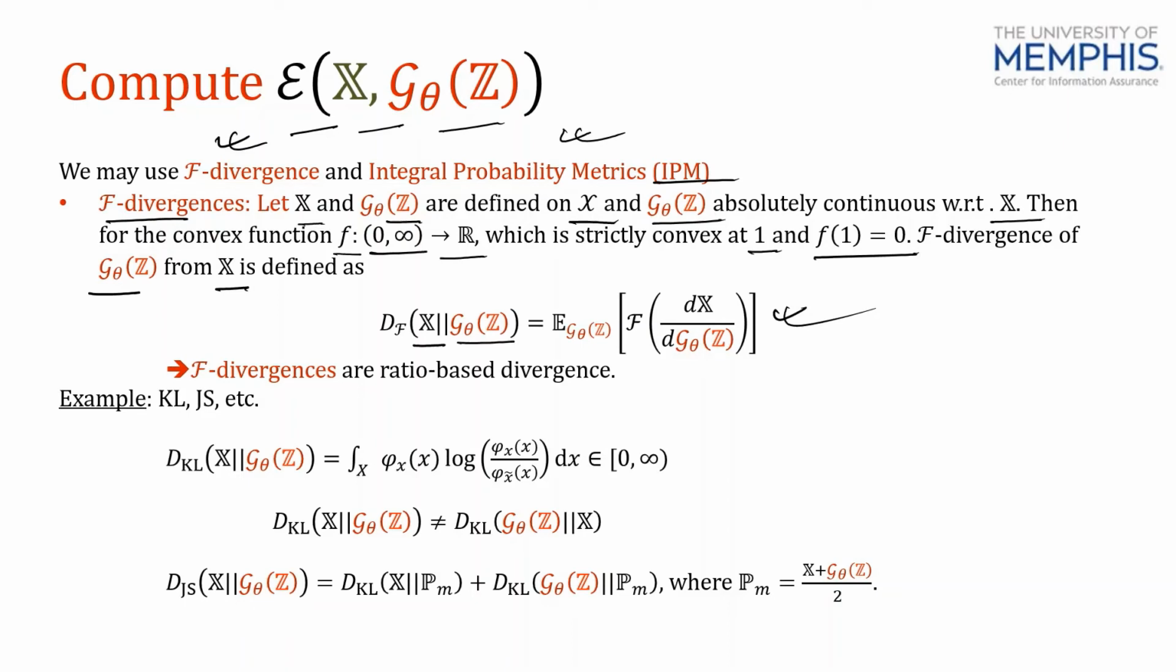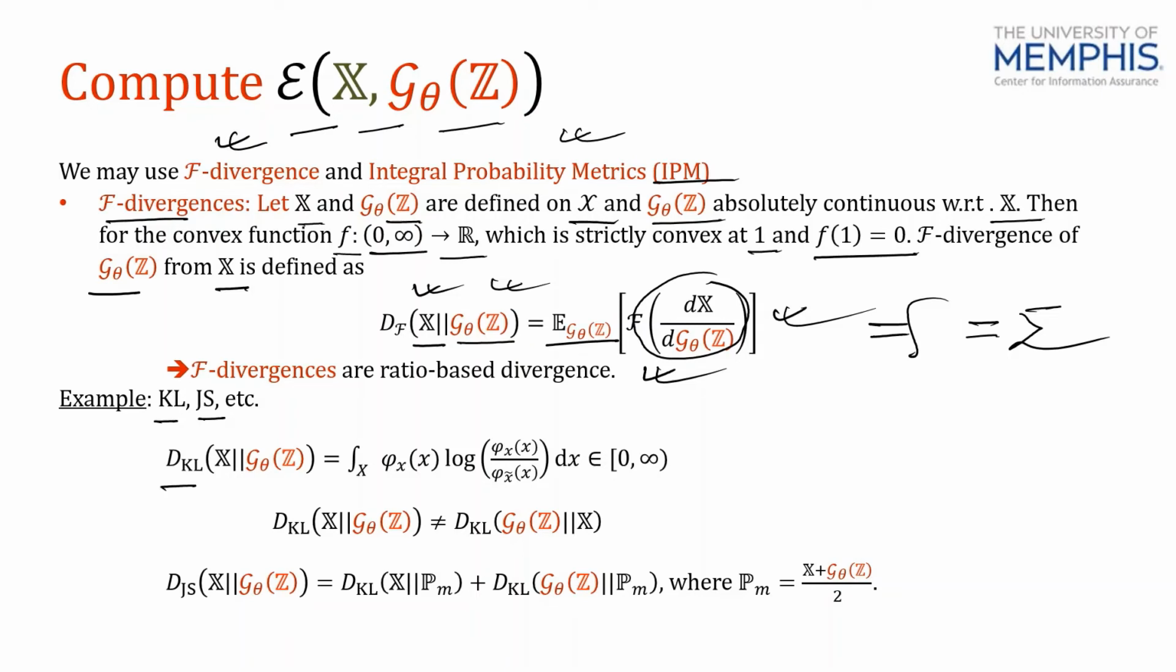Now, if both x and g theta are continuous, then this expectation will be replaced by the integration, and if they are discrete, then this expectation will be replaced by the summation. Since we can find a ratio here, f divergence is also called the ratio based divergence. Now, there are a couple of famous f divergences available. One of them is called KL, another one is JS, and apart from that, there are several other divergences available in the literature.